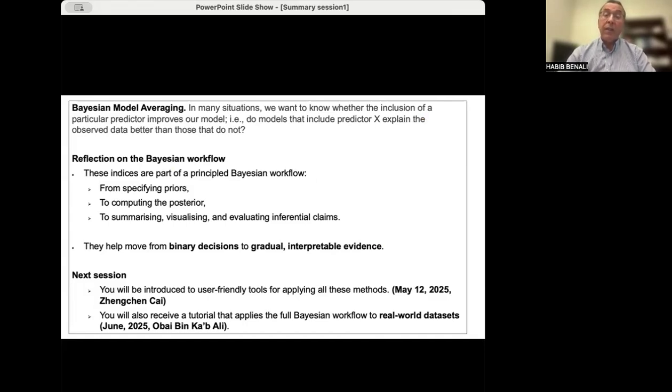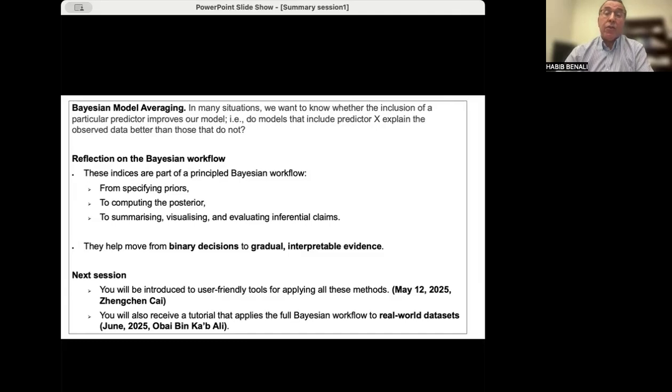All these indices are part of the principled Bayesian workflow, from specifying priors to computing the posterior, to summarizing, visualizing, and evaluating inferential claims. They help move from binary decisions to gradual, interpretable evidence.